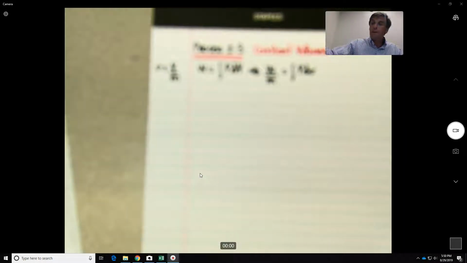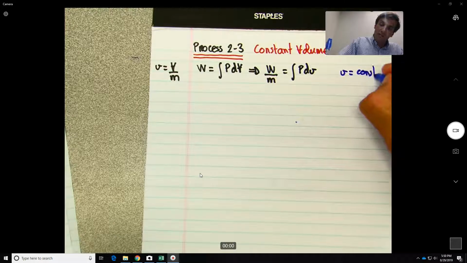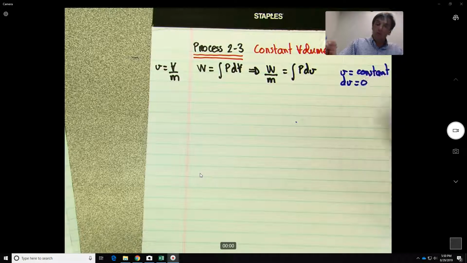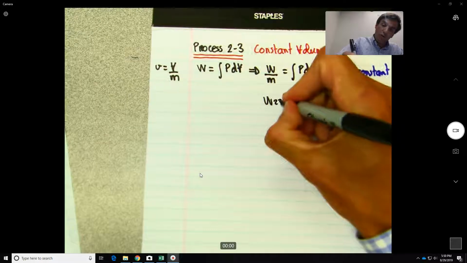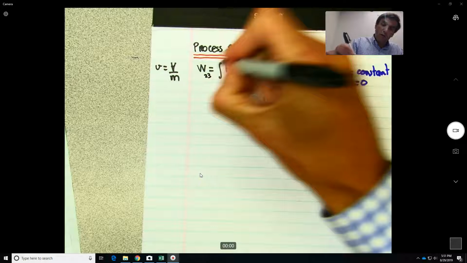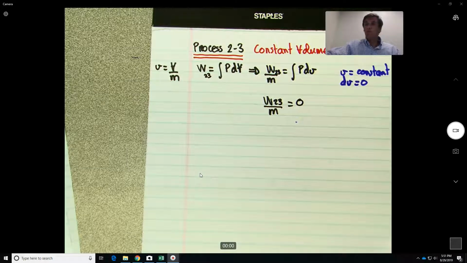So if v is constant, that will mean that dv is 0. So basically that means that work 2/3 over M, which would be this one over here, is 0.